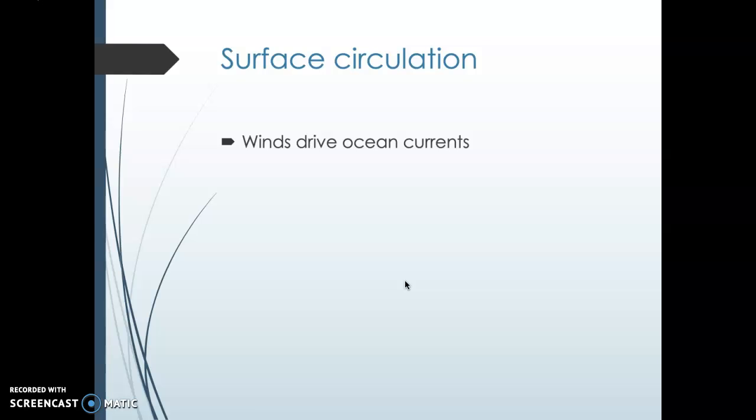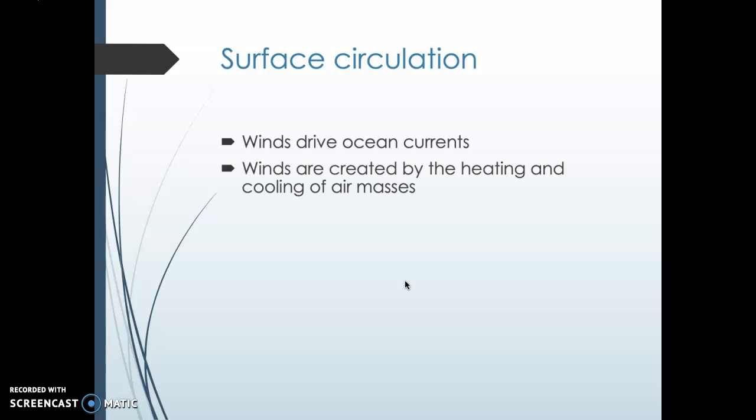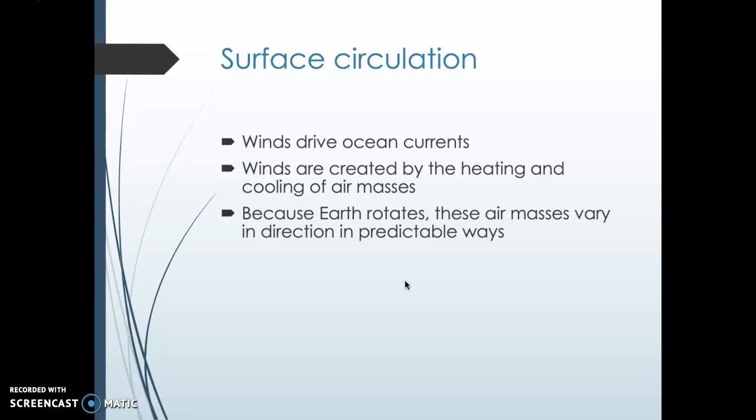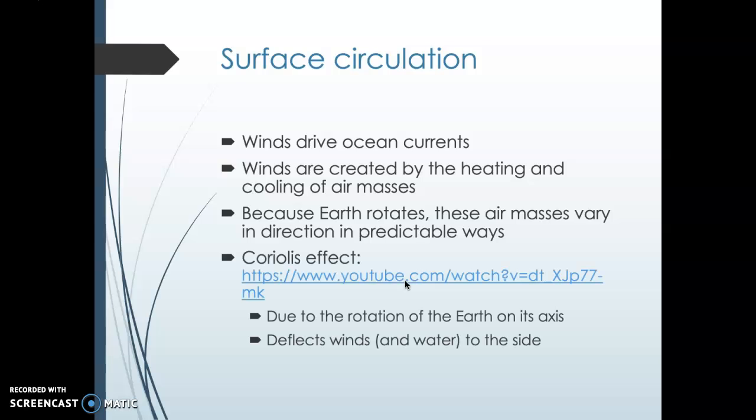The first is winds. Winds drive surface ocean currents. Winds are essentially created by the heating and cooling of air masses. Now remember, hot air rises, cool air sinks. This movement creates winds. A second thing that influences circulation is the fact that our Earth is rotating. Because the Earth is rotating, that means that the air is moving differently at the poles compared to the equator. And this also influences water movement.